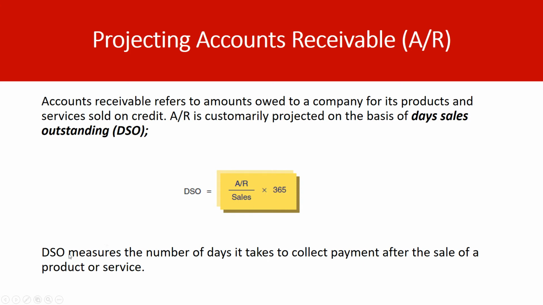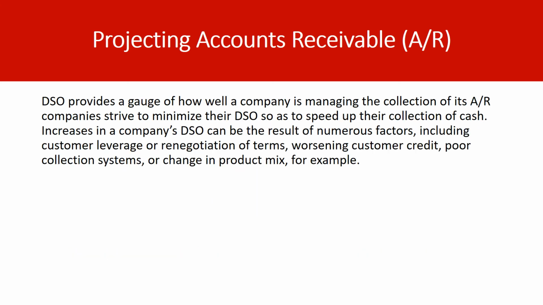And so the DSO ratio measures the number of days it takes to collect payment after the sale of a product or service. Okay, so the DSO provides a gauge of how well a company is managing the collection of its accounts receivable. And companies strive to minimize their DSO so as to speed up their collection of cash. Increases in a company's DSO can be the result of numerous factors, including customer leverage or renegotiation of terms, worsening customer credit, poor collection systems, or change in product mix.